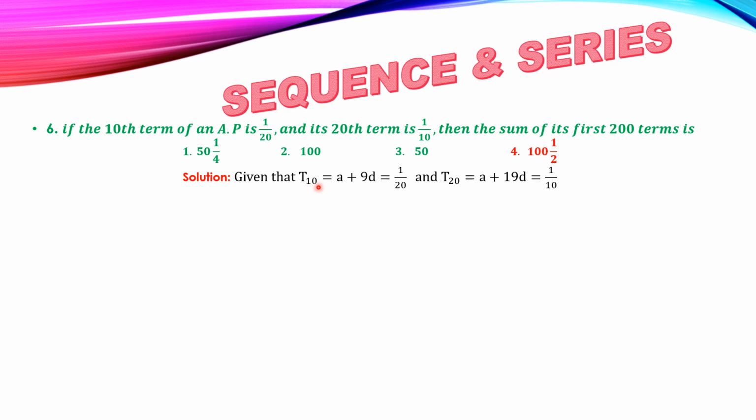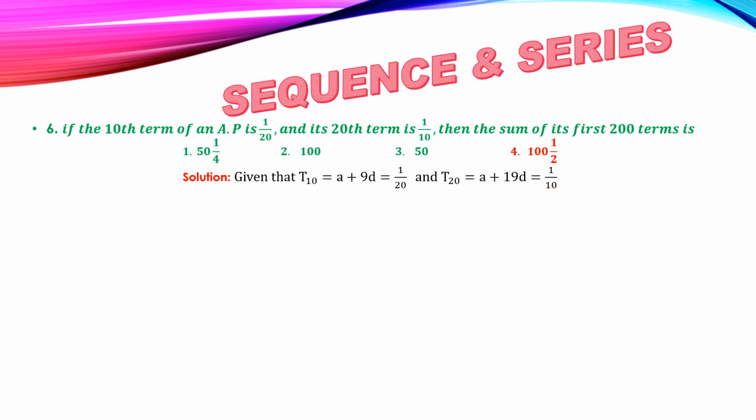So we know that in an arithmetic progression, the nth term is a plus (n minus 1) into d. Here n means 10, so 10 minus 1 is 9. So a plus 9d, which is already given as 1 by 20. Similarly, T20 means a plus (20 minus 1), that is 19d, equals 1 by 10.